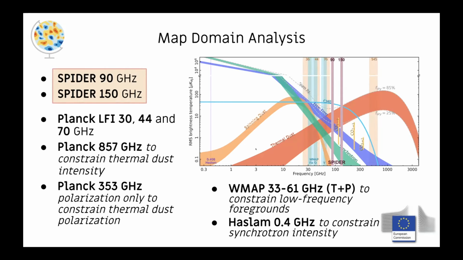So we add Planck LFI, we add Planck 857 gigahertz to constrain thermal dust intensity. We add Planck 353 gigahertz to constrain polarization. We add WMAP to constrain low frequency foregrounds. And then we add Haslam at 400 megahertz to constrain synchrotron.